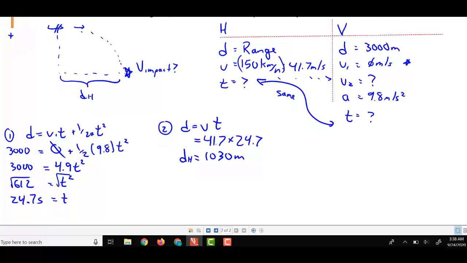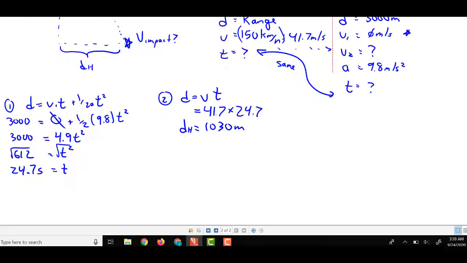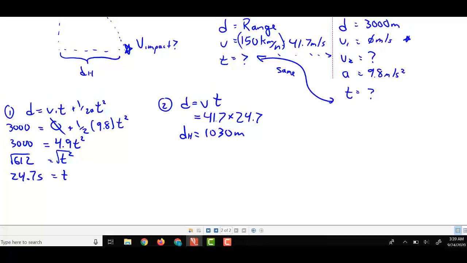More involved is finding impact velocity. And so if we're going to find our impact velocity, the first thing we need to do is find our V2 vertically, and then we'll combine it with our horizontal velocity. So if we just drop this from, say, a hot air balloon, what would the impact velocity be vertically?